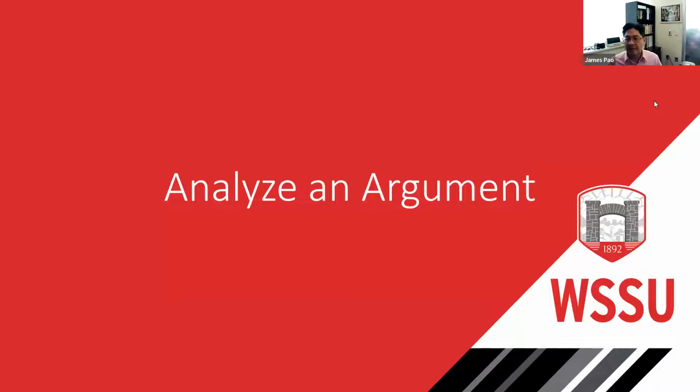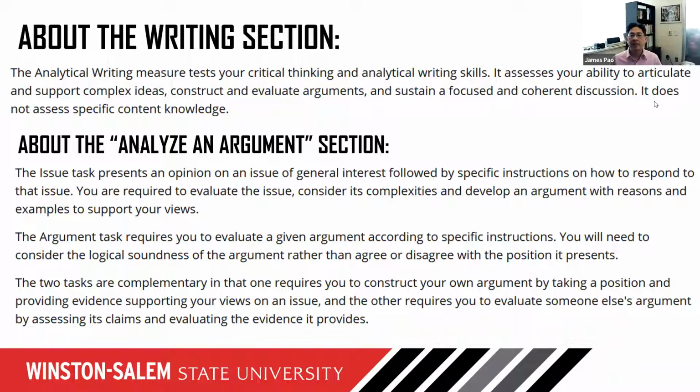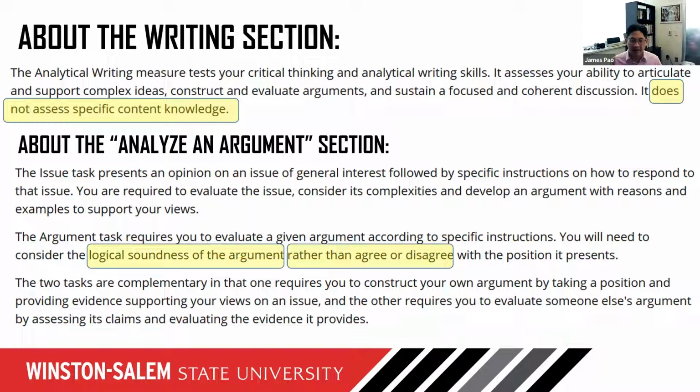All right, now we're going to jump into analysis of an argument. First, we've got that writing section again. It's not about specific content knowledge, it's about how you analyze. And jumping into the argument piece, that's the second paragraph down below. You see that it's about the logical soundness of the argument. It's not about agreeing or disagreeing. It's about analyzing the logical soundness. So you can see how this is very different from the analysis of an issue.